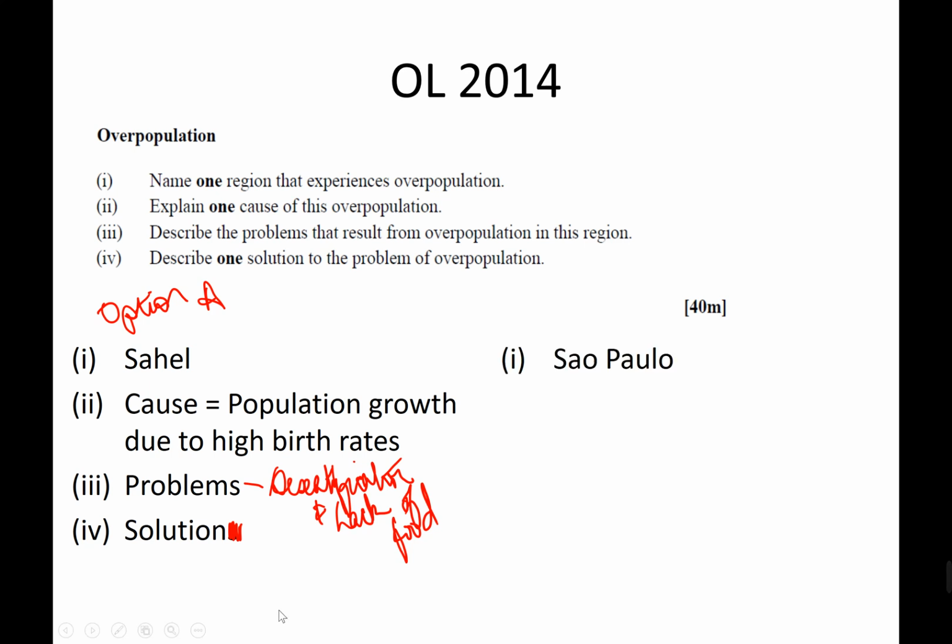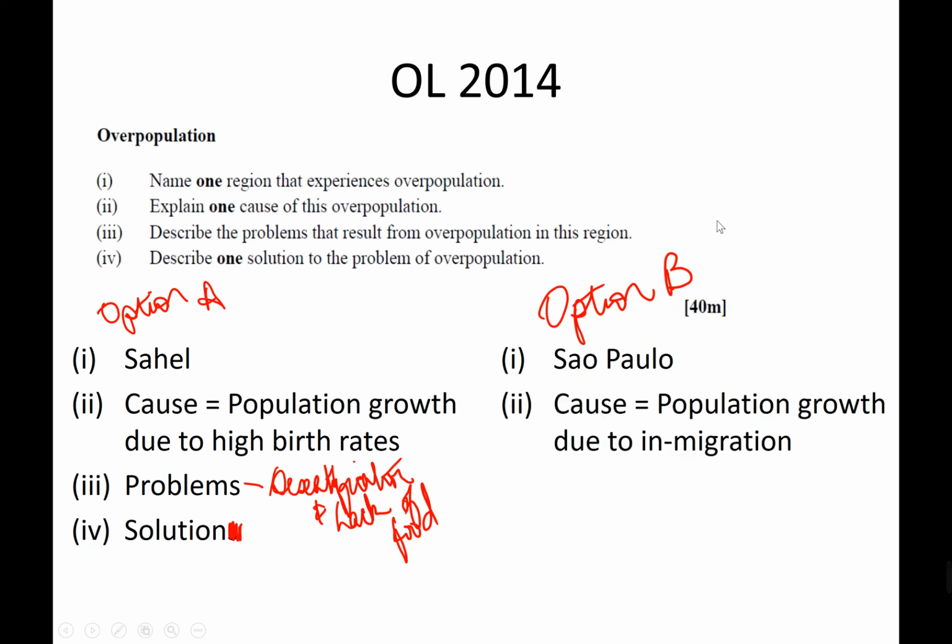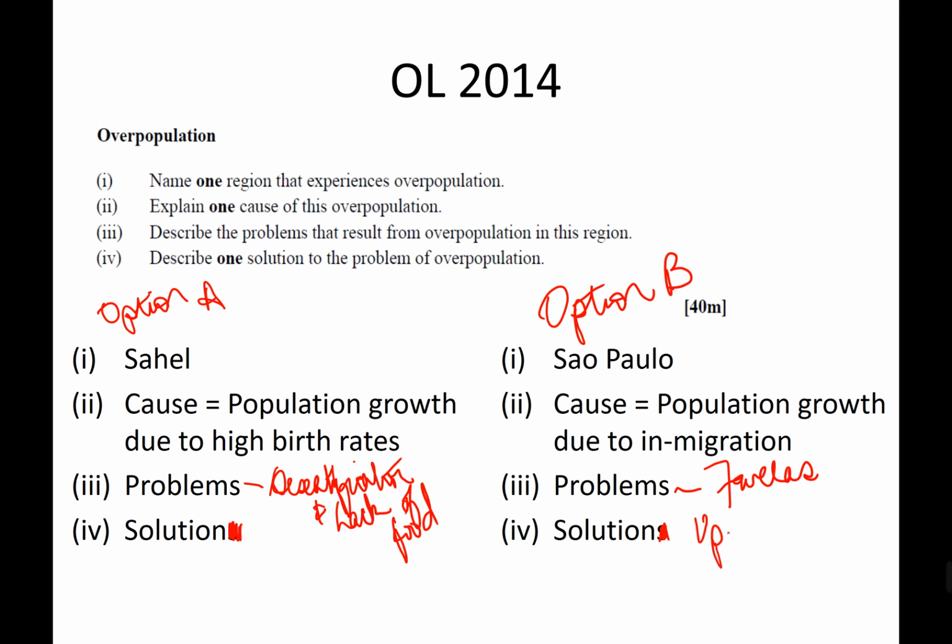Right, option B would be Sao Paulo. So the region I've studied is Sao Paulo, and I'm sticking with Sao Paulo, not the RLC, because at ordinary level, if you glance back over this afterwards, you'll realise that you don't have to use the RLC at all. The cause is population growth due to in-migration. The problems then are the favelas, so you describe the problems in the favelas, and the solution then are the self-help schemes and upgrading favelas. Now, I actually think that the easier one to do here would be option B.